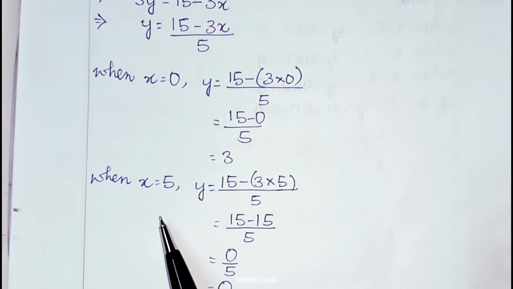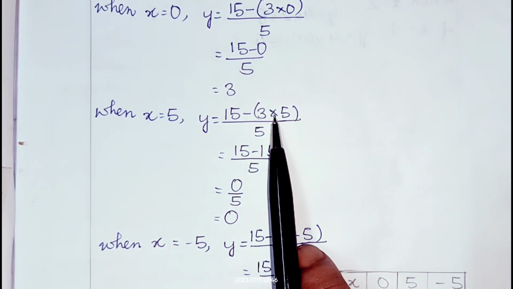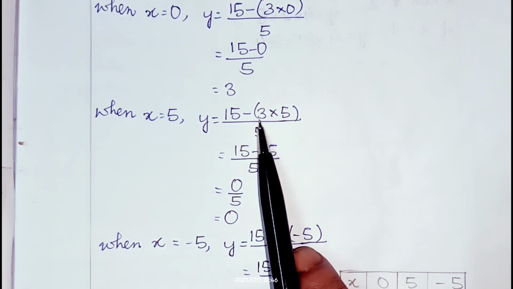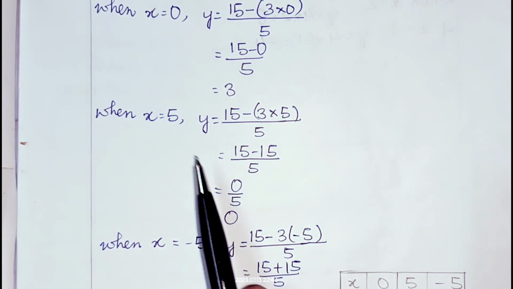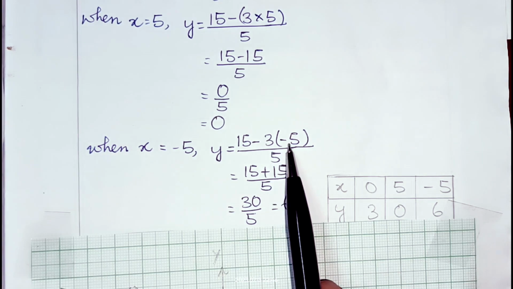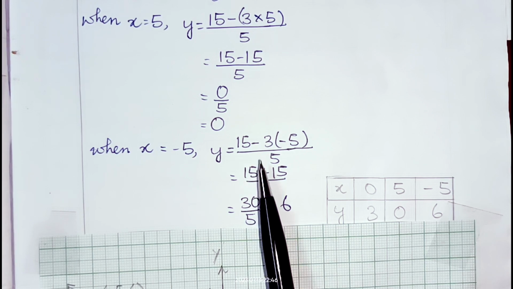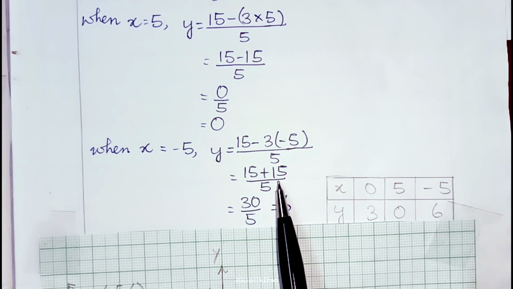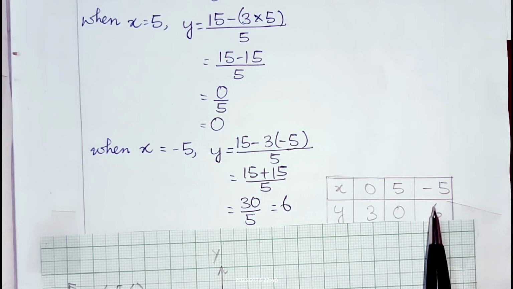Now we are taking x = 5. If we take x = 5 in the same equation, then y = (15 - 3x)/5. Instead of x, we are writing 5. 3 × 5 is 15, so 15 - 15 will be 0. 0/5 is 0. So the second point will be (5, 0). Again, if I take -5 here, then y = (15 - 3 × (-5))/5. Instead of x, we are writing -5. 15 minus minus is plus, 3 × 5 is 15, so 15 + 15 is 30. 30/5 is 6. So we got the points (0, 3), (5, 0), (-5, 6).